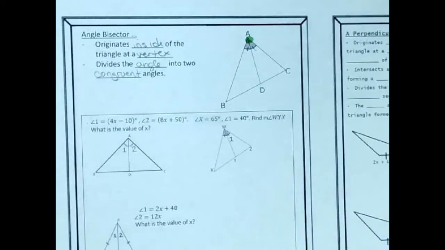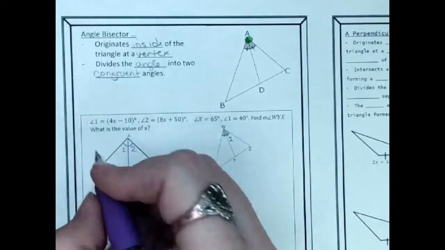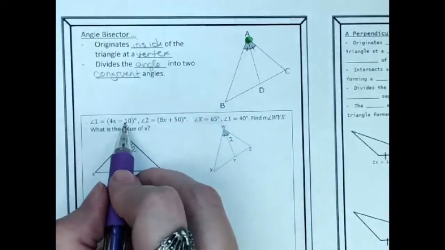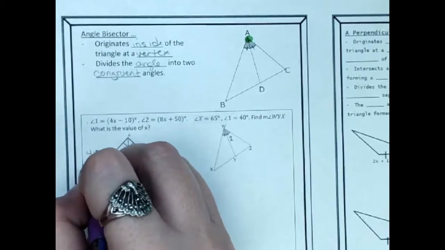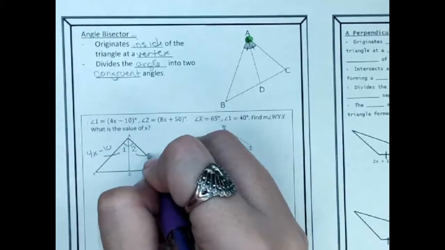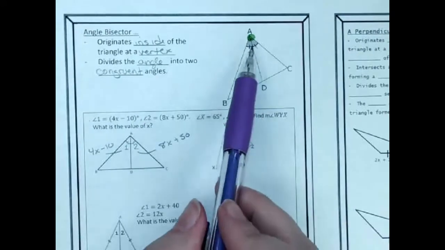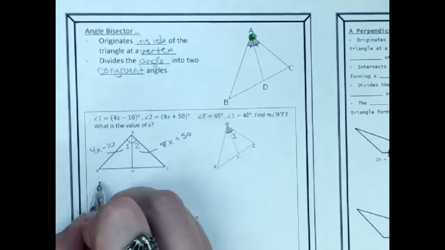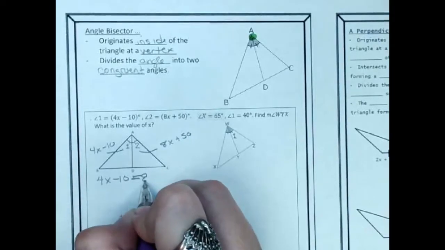So when we start working this, here's our first problem. If angle 1 is 4x minus 10, the first thing we have to do is put this information on our triangle. This angle here is 4x minus 10, and this part here is 8x plus 50. And we know that these two parts are equal to each other. So that's our equation, 4x minus 10 equals 8x plus 50.